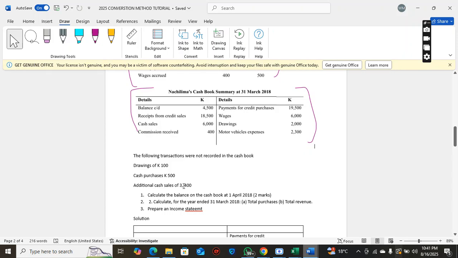So the first thing we're asked: calculate the balance on the cash book at 1st April 2018. Then number two, calculate for the year end.